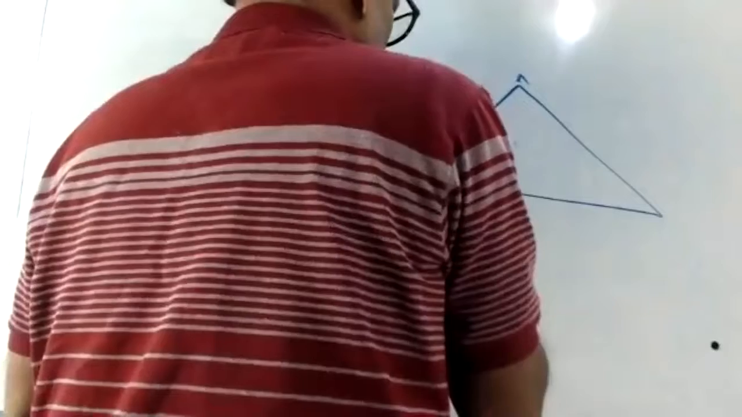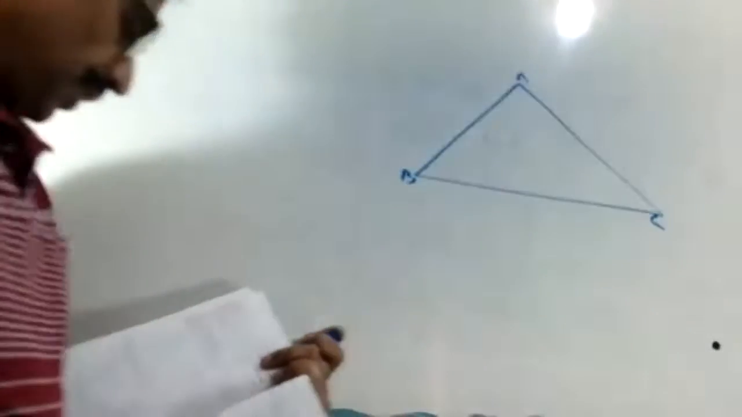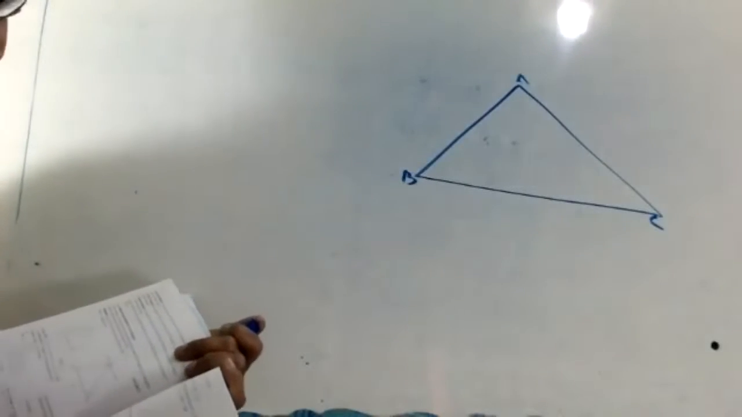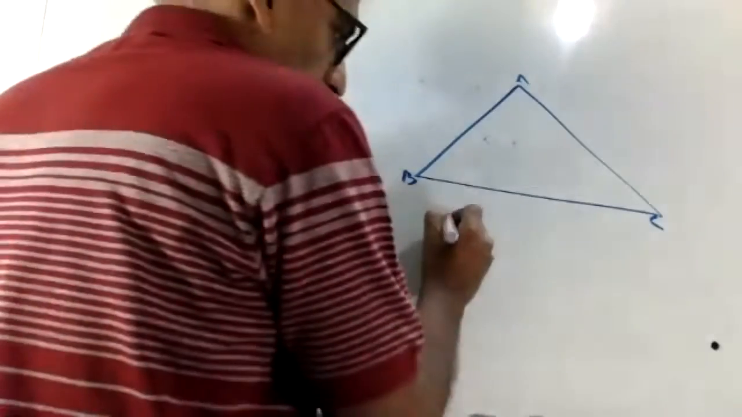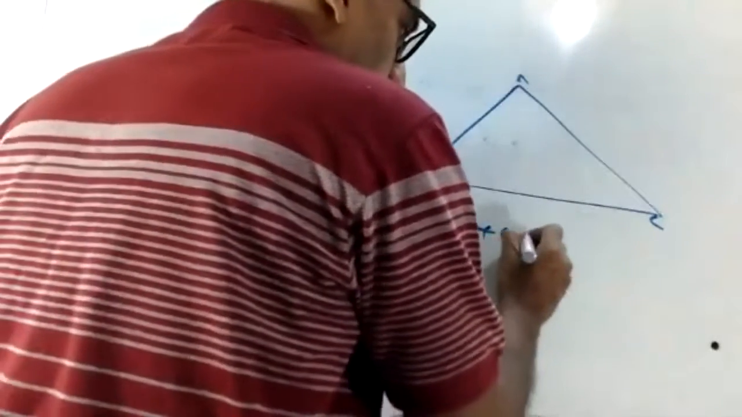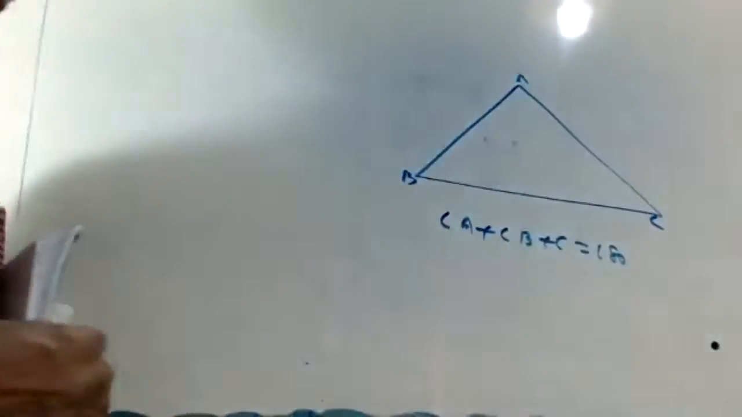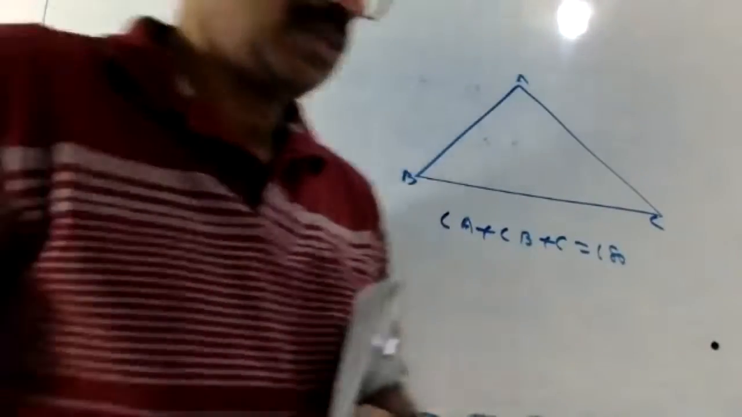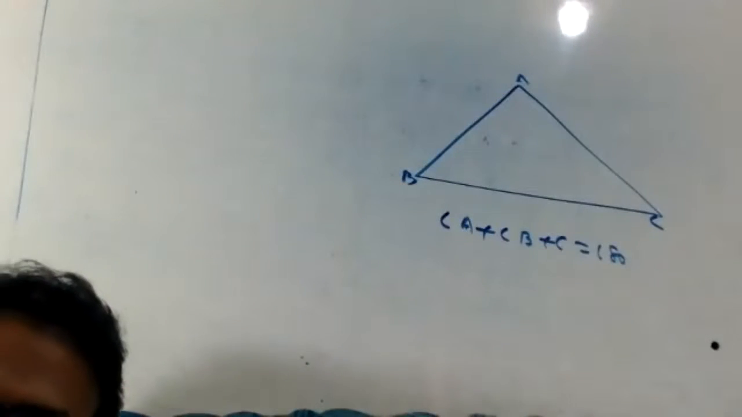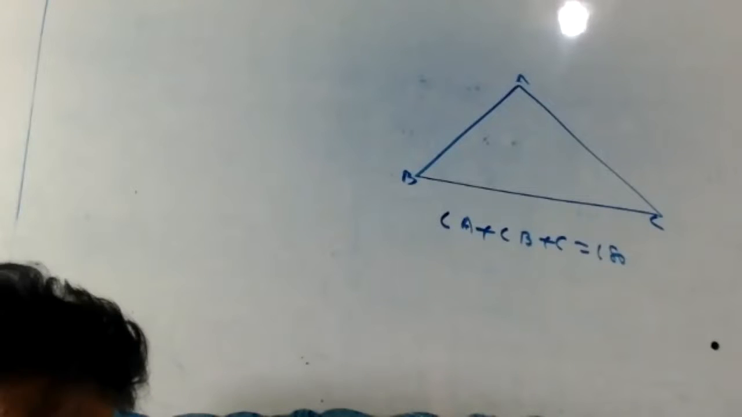Triangle ABC. What you are to prove? Don't write it now. Angle A plus angle B plus angle C equal to 180 degrees. Okay, now listen. First, draw the figure, a neat figure like this.